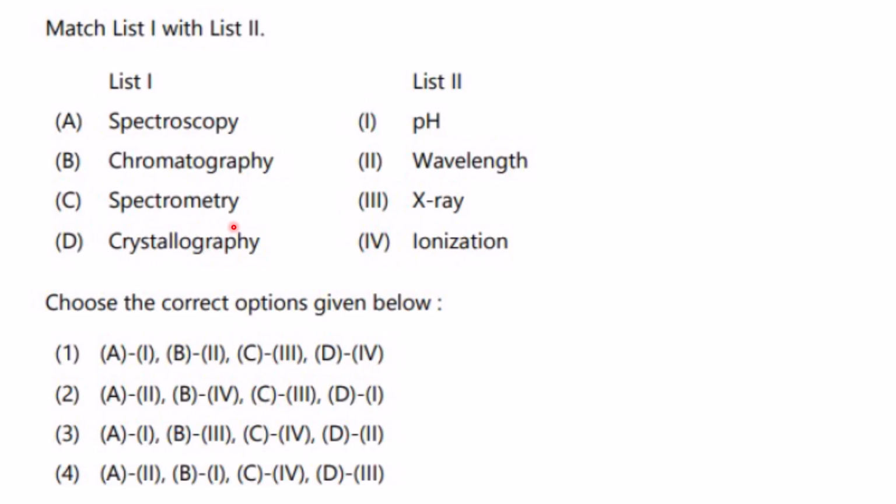So C will be 4, that is ionization. So A2C4 will make option 4 your answer. Okay, what about the rest? Chromatography, it will be pH. Based on difference in the pH, you can elute through the chromatographic column. And crystallography, it is X-ray crystallography that is used for protein structure studies. So 4 is the answer.